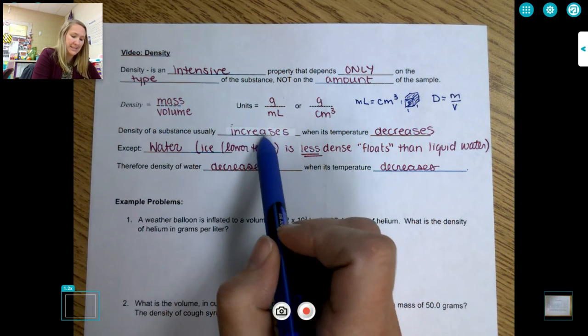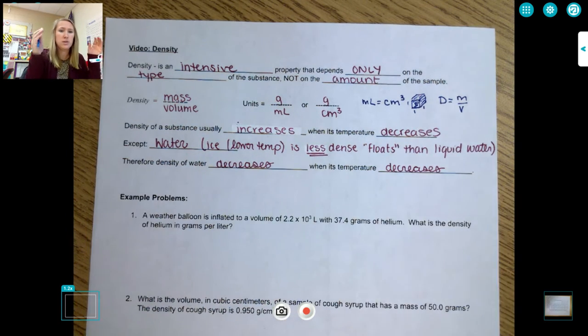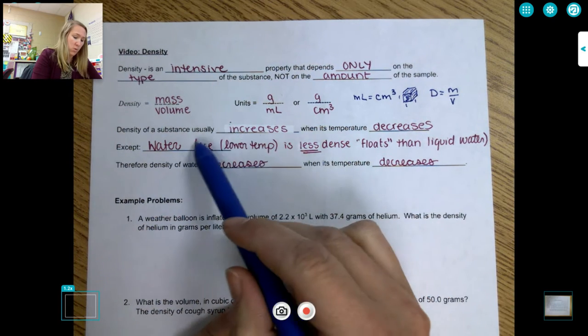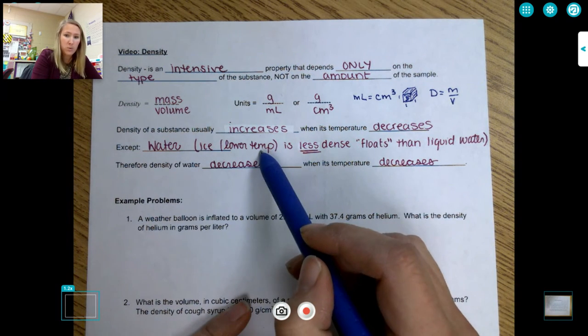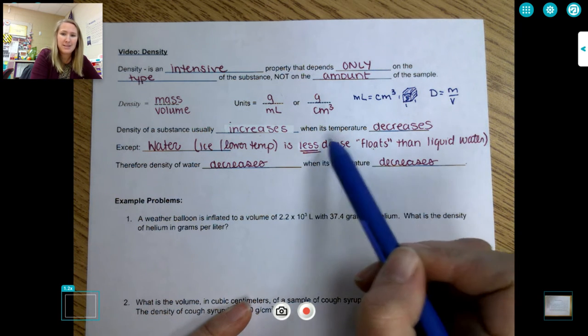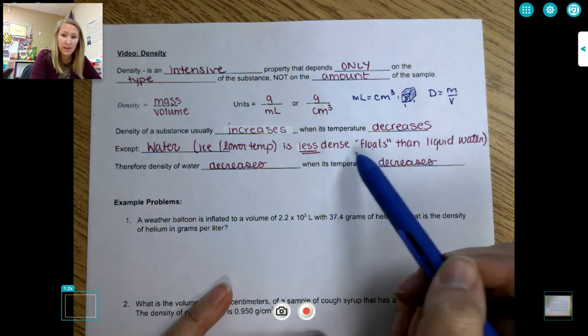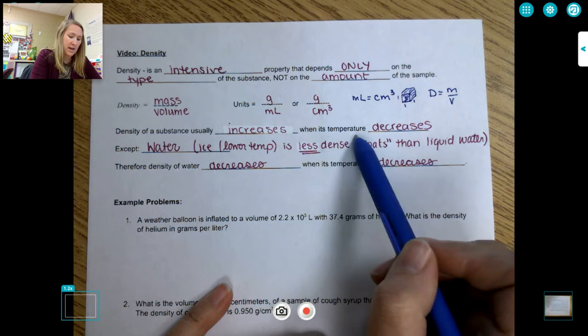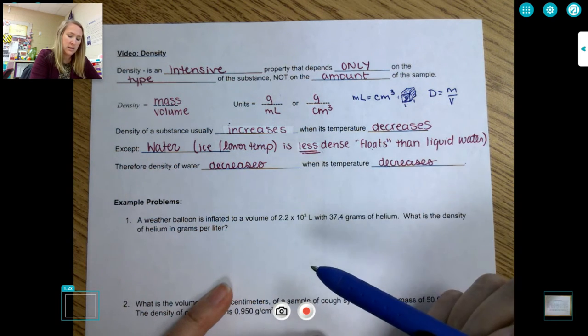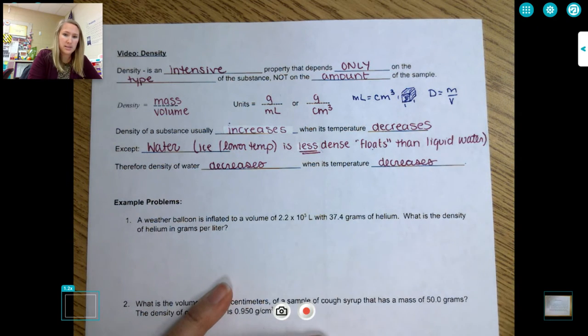Usually, the density of a substance increases when its temperature decreases. So as things get colder, the molecules move closer together. As they move closer together, they become more dense or more tightly packed within an area. This is true in everything except for water. We know that ice, which is at a lower temperature than liquid water, floats on water. And if it floats, that means that it's less dense. Because of that, life as we know it exists. That's a good thing. But it is against everything else. Everything else increases in density with a decrease in temperature, except for water. Water decreases in density when the temperature decreases.